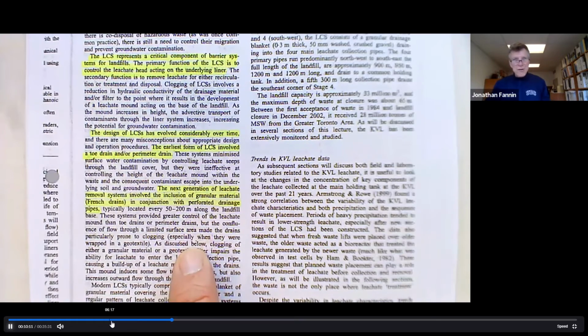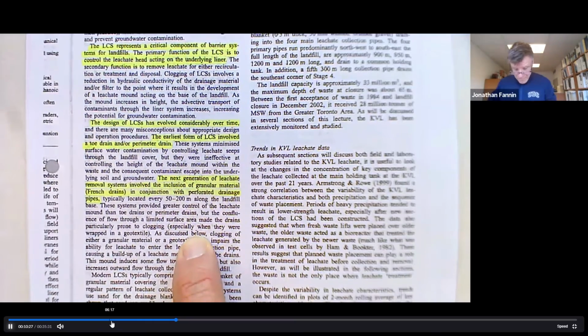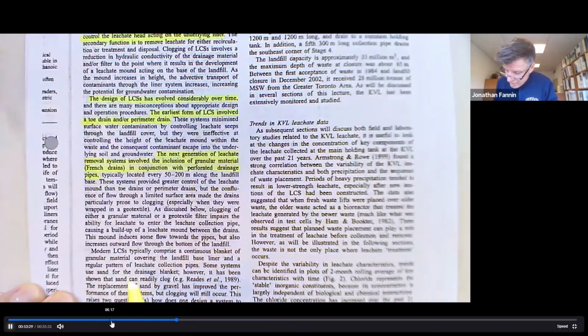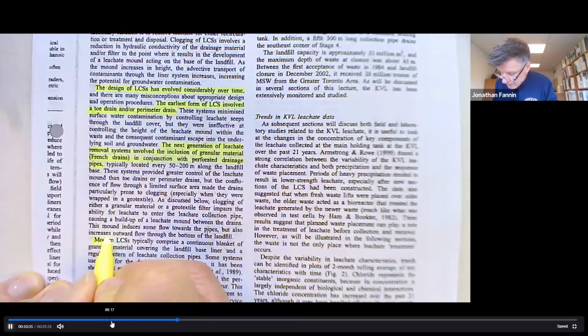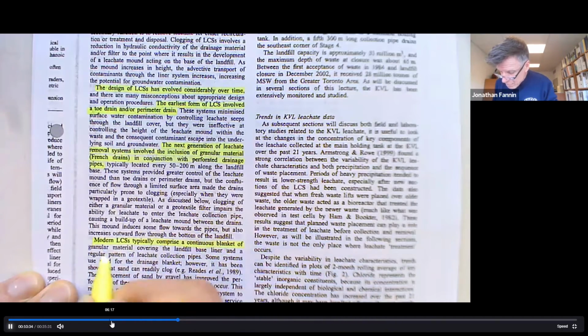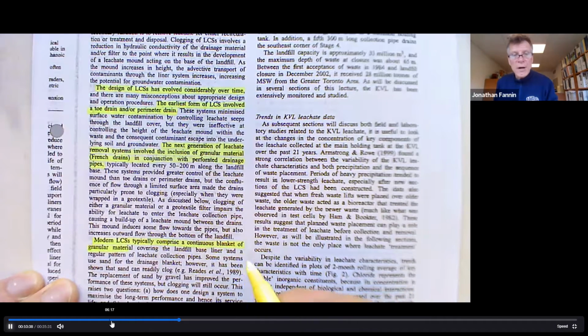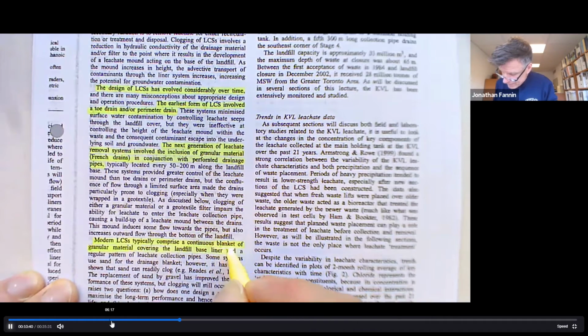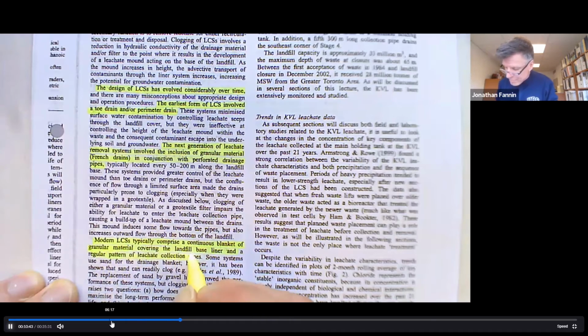It's an under drain to the waste, and you're controlling the standing level, not so much because of pore pressures and effective stresses and slope stability drainage, but because of the aggressiveness of the fluid for the service life of the barrier. Okay, and then we move to modern leachate collection systems, or continuous blanket. The under drain is now essentially a gravel blanket, and a regular pattern of pipes.